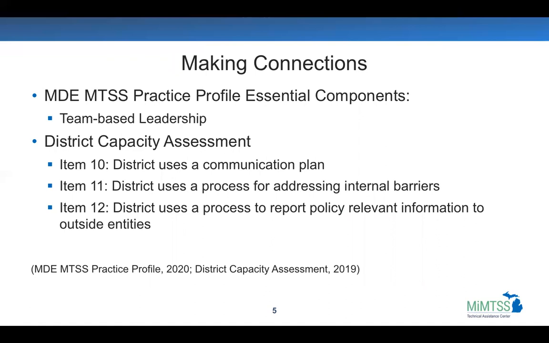Development and use of a communication plan and process for addressing internal barriers are measured by DCA items 10 through 12. Item 10 outlines the components of a communication plan. Item 11 prompts the use of a process to communicate and address internal barriers, while item 12 focuses on communication with external stakeholders about policy relevant information, such as with the intermediate school district or the state.